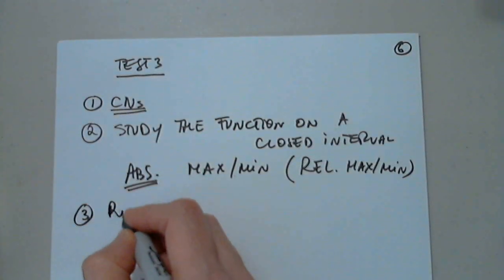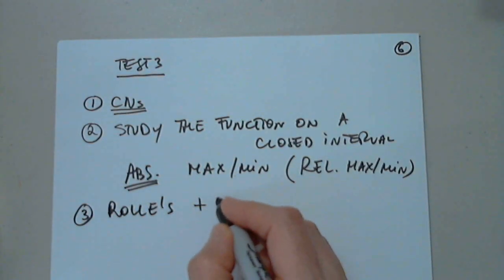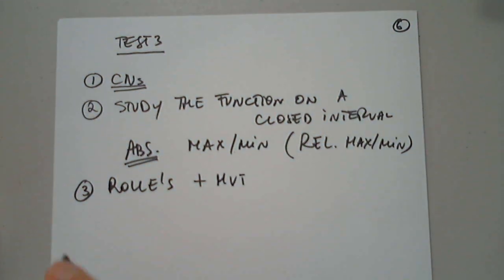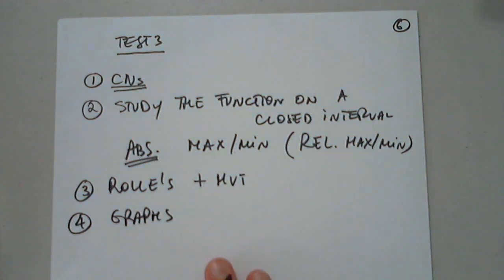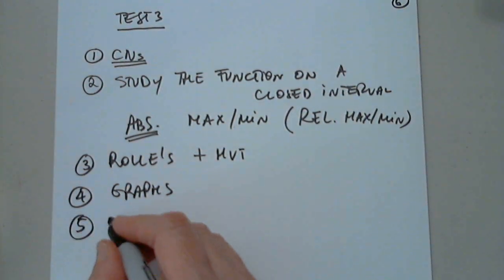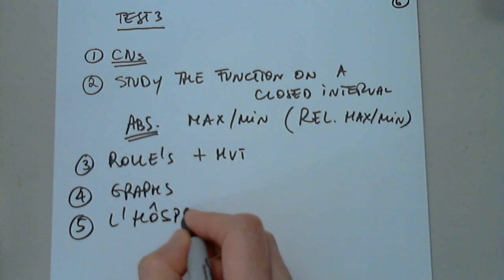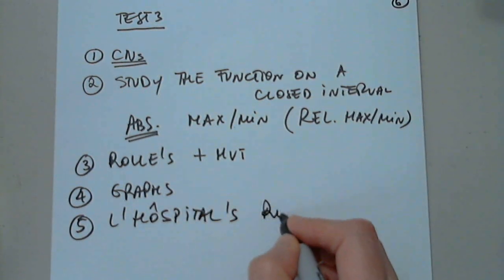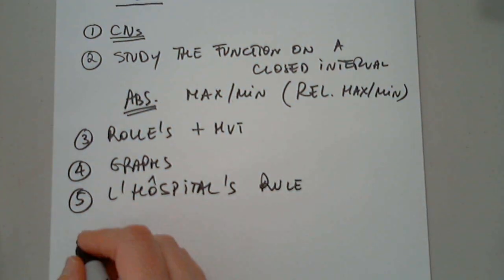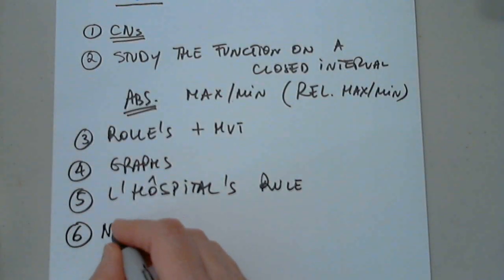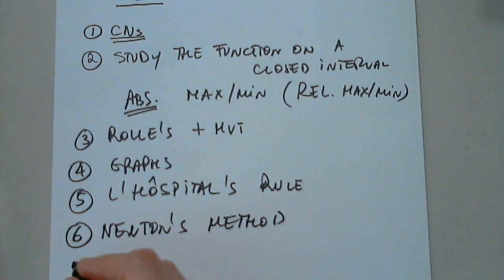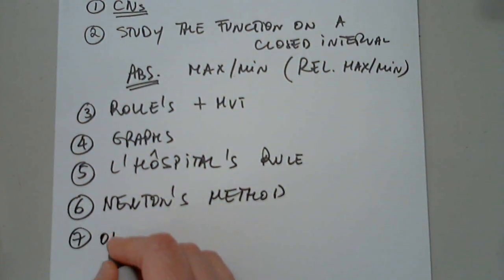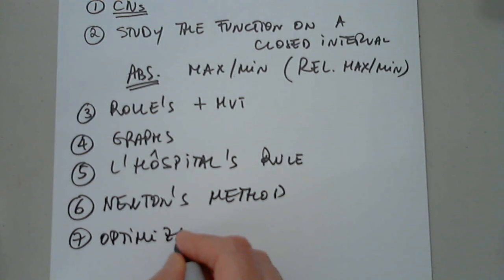Number 3, Rolle's theorem plus MVT, which we just did. Number 4, graphs. Exactly what we just did. Number 5, L'Hopital. And we had one. Number 6, Newton's method. And number 7, and the last one, optimization, which we have to work on more.